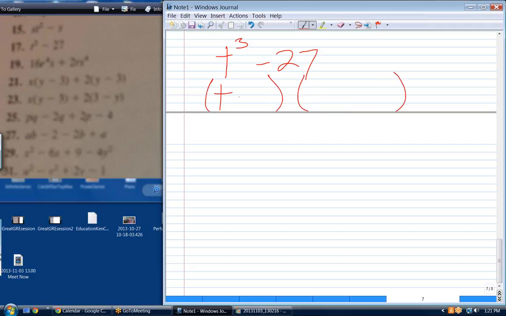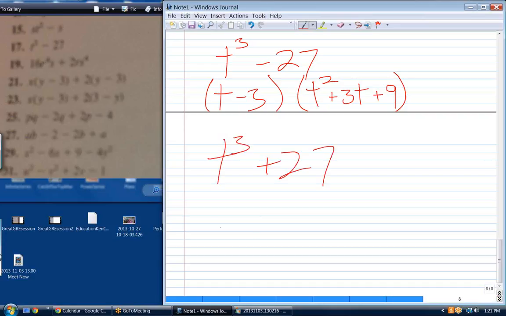T minus 3, and then t squared plus 3t. This sign is always opposite this sign, whether it's difference of cubes or sum of cubes. We'll do both. So this is always a plus. That's this times that. And then 9, 3 squared.